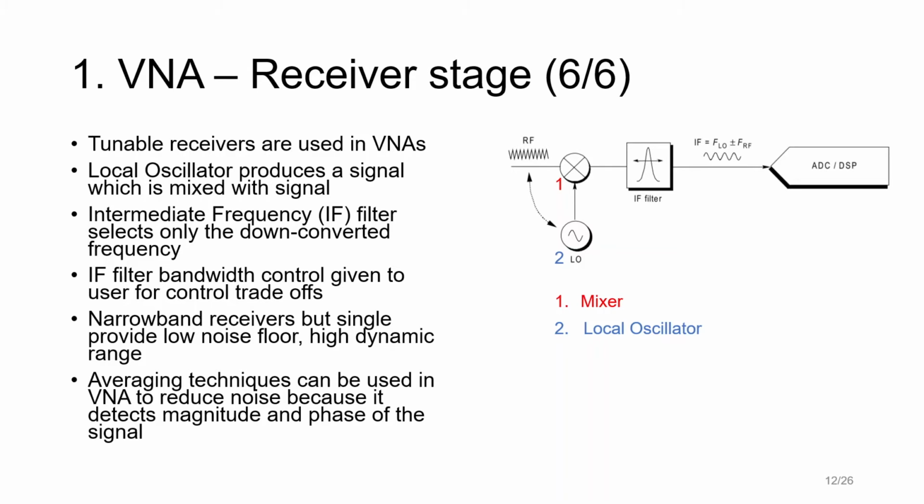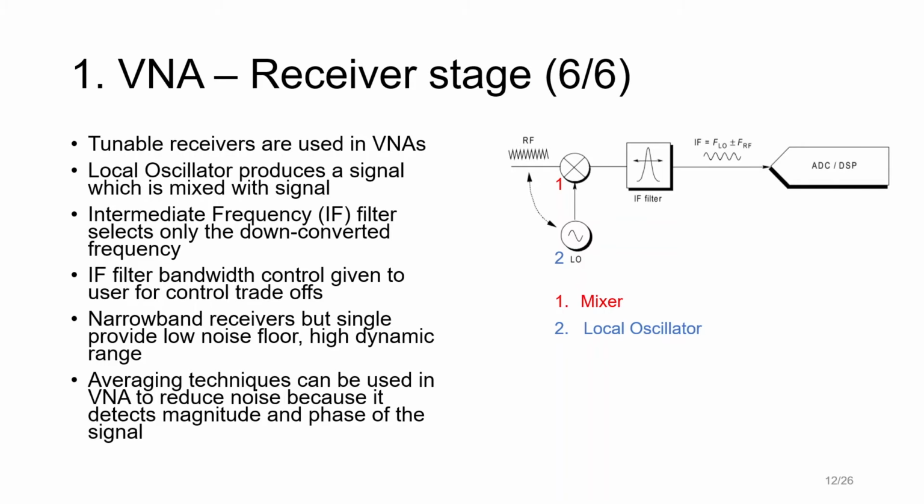The noise of frequency components beyond the IF bandwidth on either side is not allowed through the filter. So it also means that if the IF bandwidth is smaller and narrower, the noise in the measurement is also that much lower. So reducing the IF bandwidth also increases the dynamic range of the receiver.